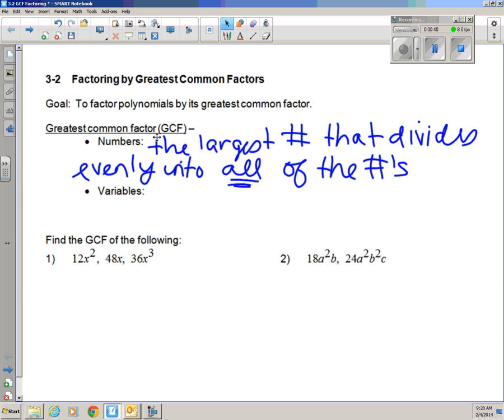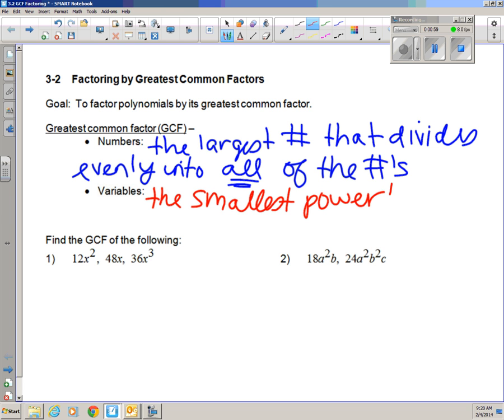For variables, it's a little bit different, and it kind of sounds weird, but the GCF for variables is actually the smallest power, the smallest exponent of all the common variables. So for variables, you're looking for the smallest power, smallest exponent, right, of all common variables.